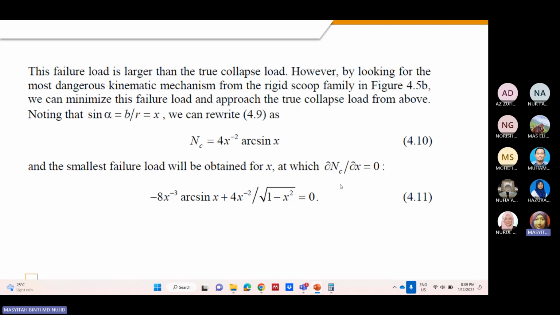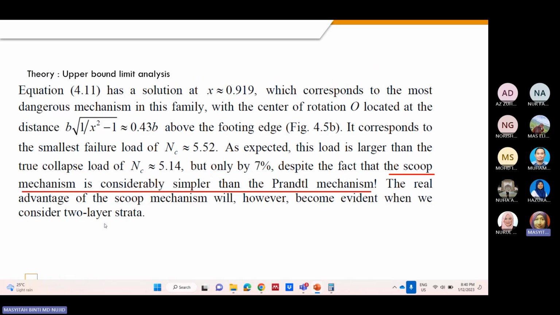So by differentiating, delta N_C over delta S equal to 0, this is what we have from equation 4.11. So for the next step, 4.11, if we extend it with the assumption that x equals 0.191 and substitute into the equations, we get that N_C is equal to 5.52. As expected, this load is larger than the true collapse load of N_C equal to 5.14. Where do we get the 5.14?